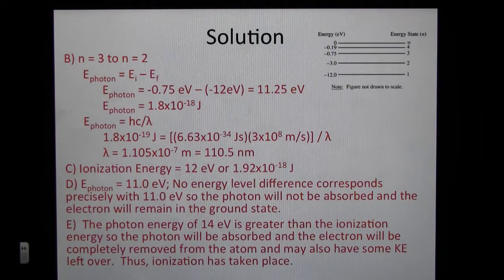So, notice, for an electron to move between energy levels, it has to absorb a photon with exactly the right amount of energy that corresponds to an energy level difference. However, if the energy of the photon is greater than the ionization energy, then the electron can still absorb that photon, because not only is it kicking it out of the atom, but it is also going to give it some extra kinetic energy.